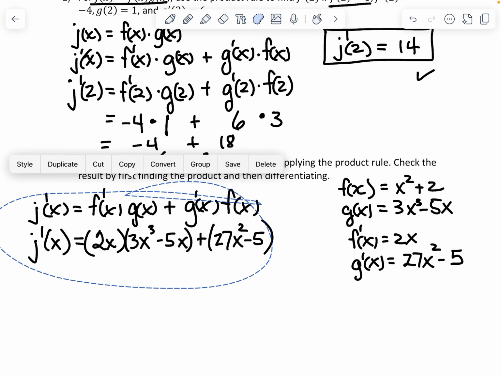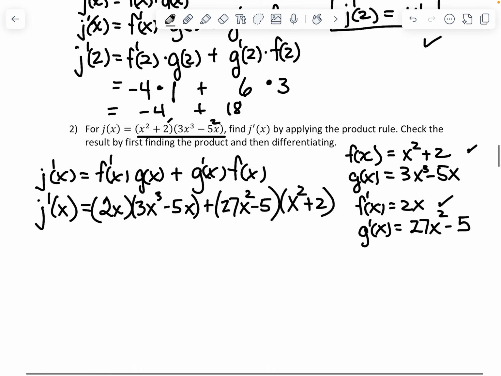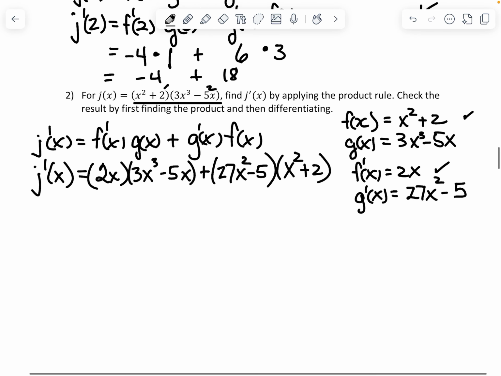I think I'll move this all over. And then we need f of x, which is x squared plus 2. At any time, pause the video if you want to check how I got what I'm putting in here for the product rule, okay? So let me see. So use the product rule to find j prime of x, okay? I'm just checking over my work.